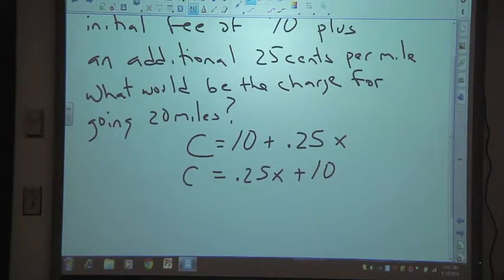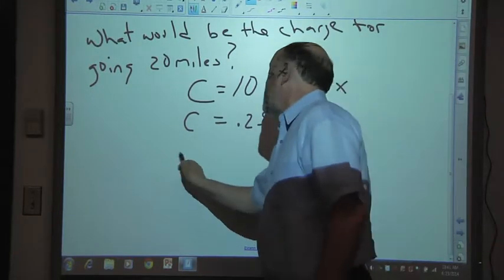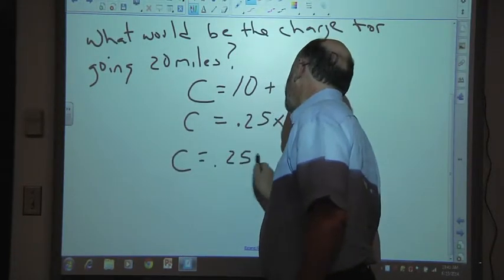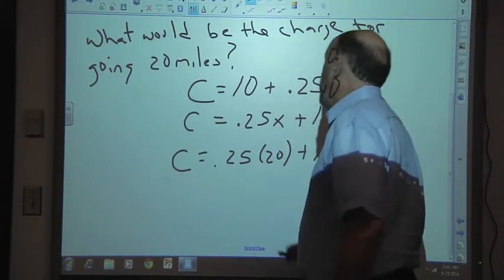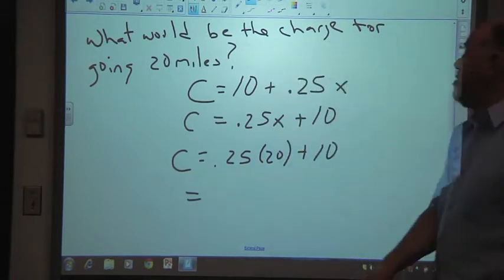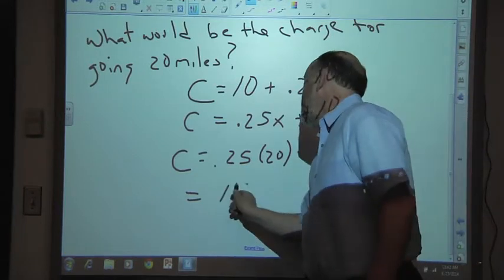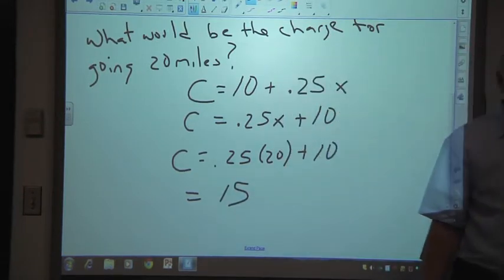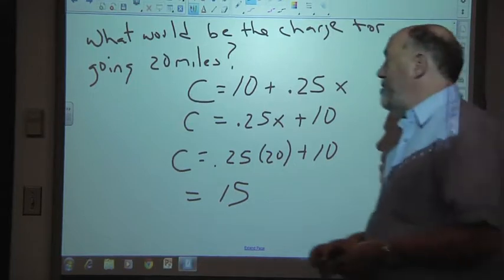And now the next step, now that we have the equation, is to solve it. So when x is 20, the cost is going to be 0.25 times 20 plus 10. Well, 0.25 times 20 is 5. 5 plus 10 is going to be 15. So my cost here for this scenario will be $15. So we can come up with an equation that relates what's going on here. Okay?